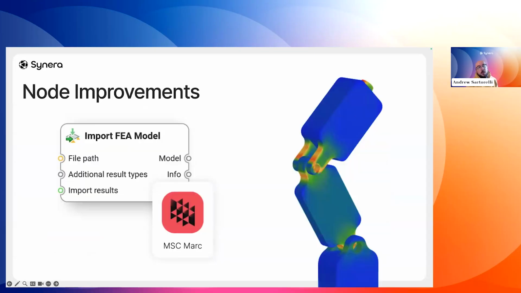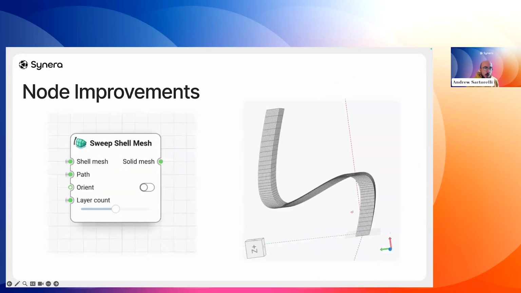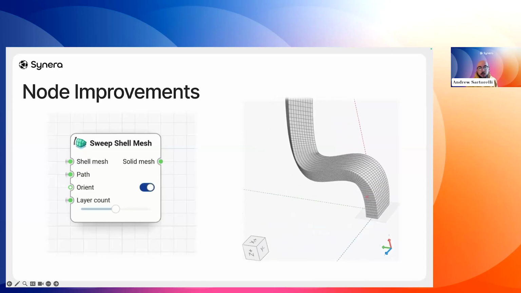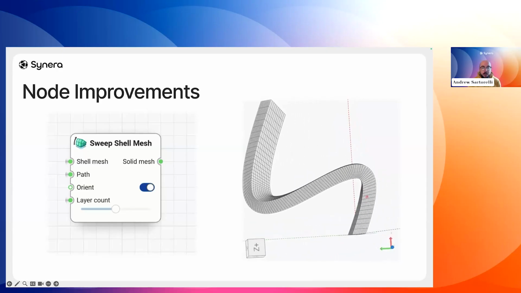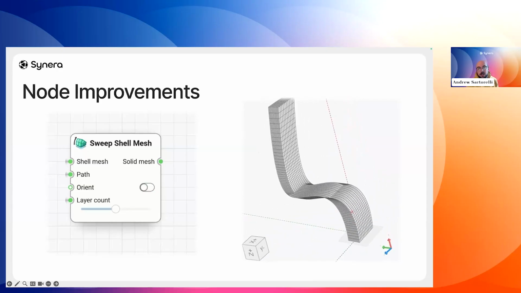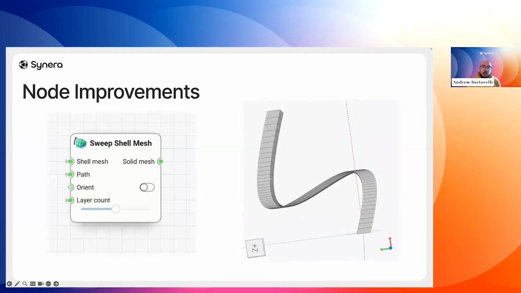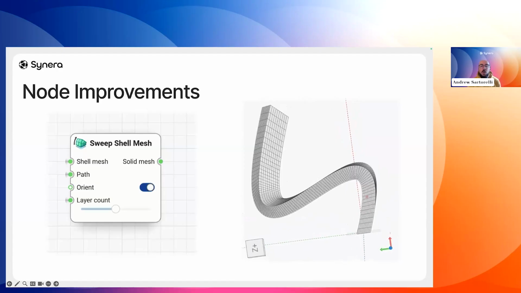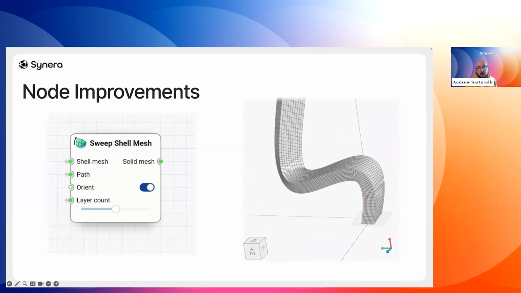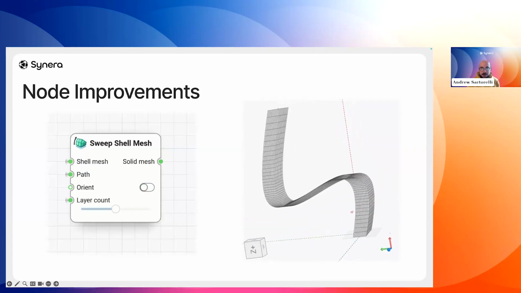Another new improvement, import FEA model now supports MSC Mark when you have the MSC Mark connector, which also just launched today. So a lot of new capabilities available there. We've updated the sweep shell mesh node. So now we allow the elements to be generated to align or be oriented with the path that we're sweeping along. So here you can nicely see the difference between what we were generating before, and now when you turn on the orient option, what we're generating when we sweep along the path. So really great enhanced capability there.